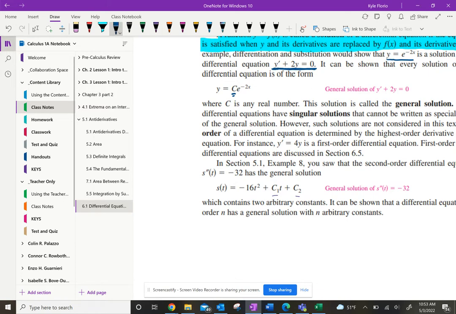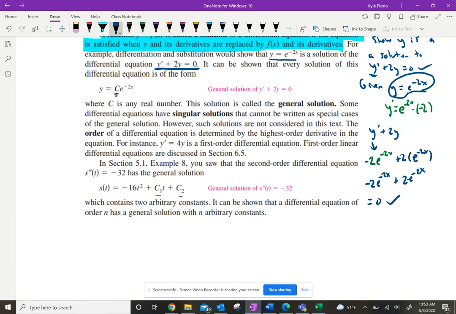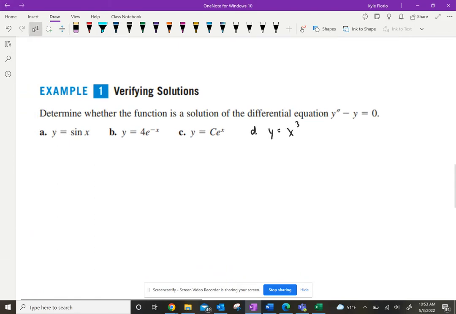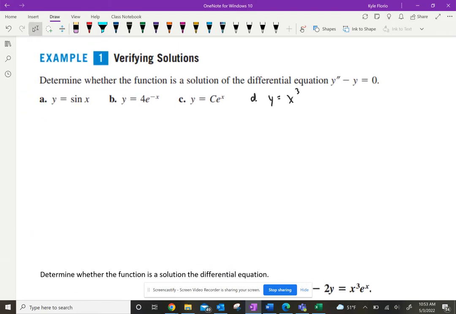Anyways, here are some examples, and this is what you're certainly going to want to copy down. Determine whether the function is a solution to the differential equation, the second derivative of y minus y equals 0. So there are 4 examples here, and we're going to see if they are solutions or not. And by the end of this lesson, hopefully we can check if we have a solution or not.